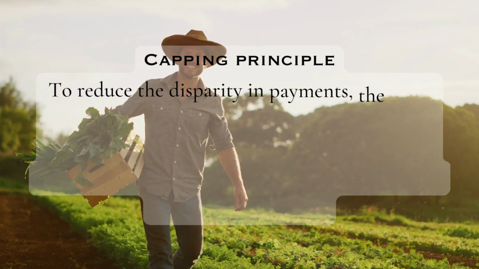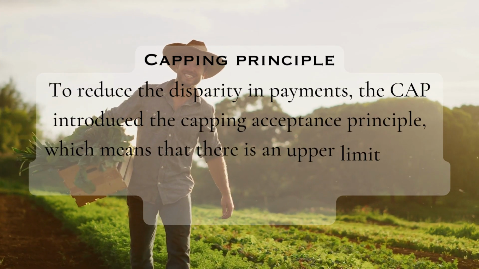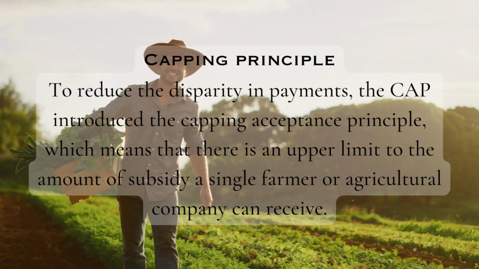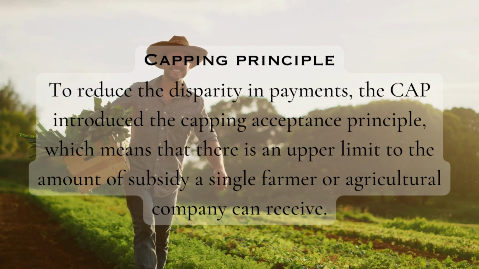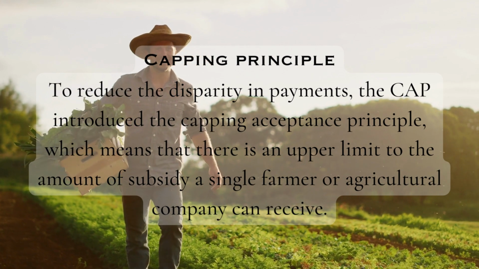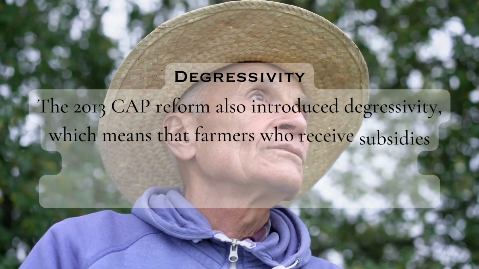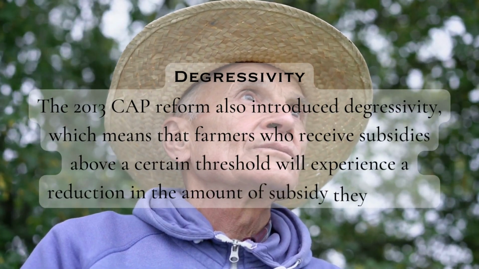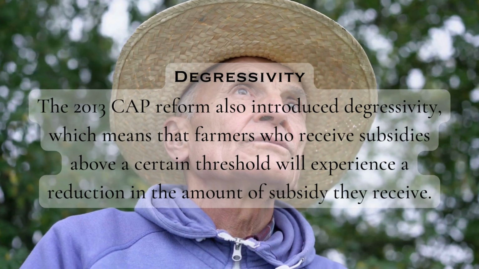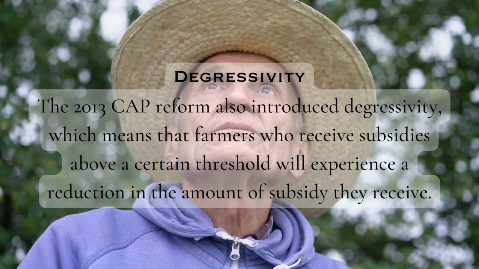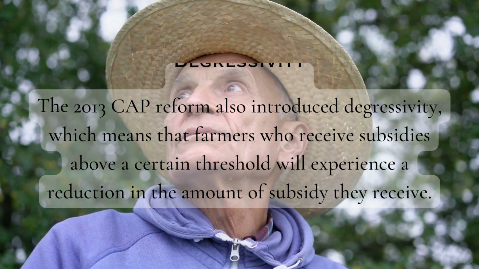Capping principle. To reduce the disparity in payments, the CAP introduced the capping principle, which means that there is an upper limit to the amount of subsidy a single farmer or agricultural company can receive. Degressivity. The 2013 CAP reform also introduced degressivity, which means that farmers who receive subsidies above a certain threshold will experience a reduction in the amount of subsidy they receive.